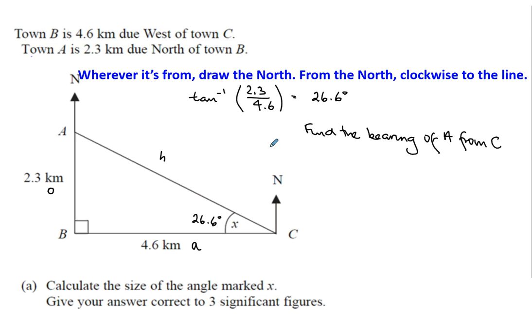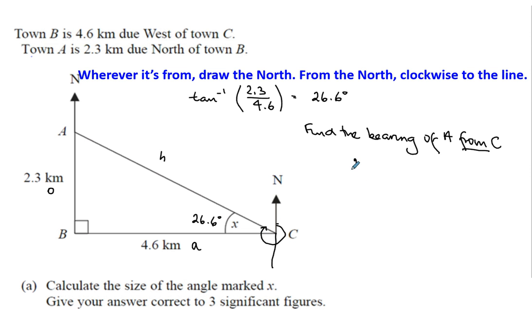Again, I always have some rhythm when I'm learning things. So when you want to find the bearing of A from C, so wherever it's from, you draw your north. So we've drawn our north. And I always tend to draw the south as well, as straight as I can. And then from the north, so anywhere on that line there, go clockwise to the line connecting A and C. So you can tell that's the bearing. Okay, so you can tell that comes to 180, and up to there comes to 270. And then we've got our 26.6.